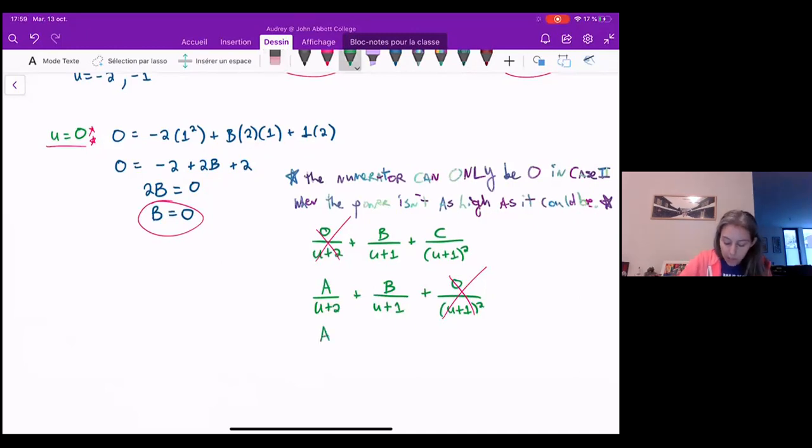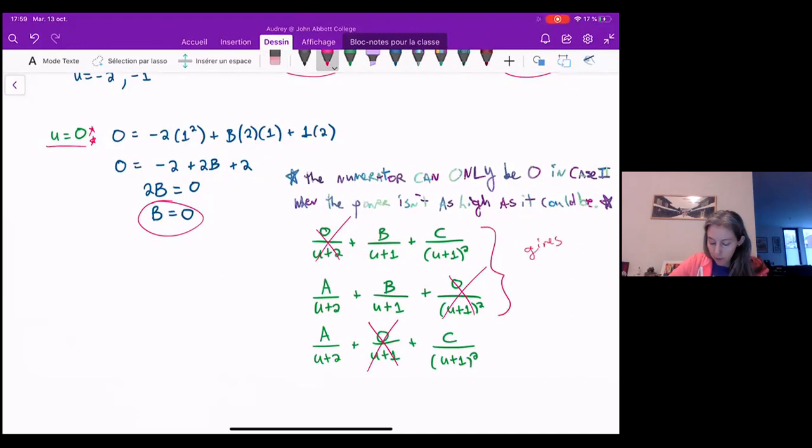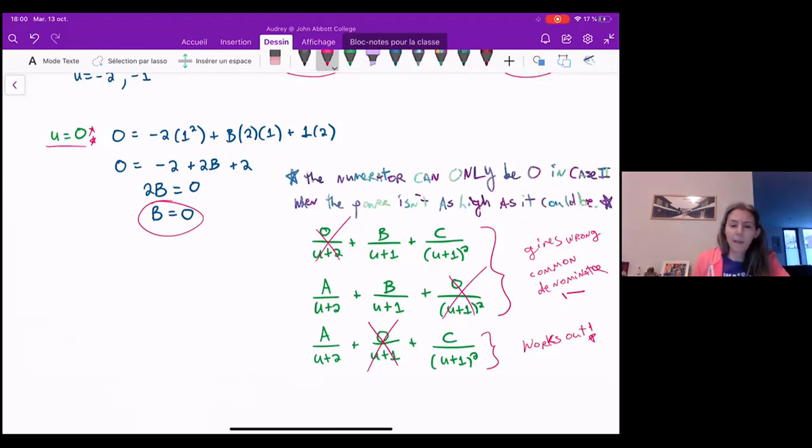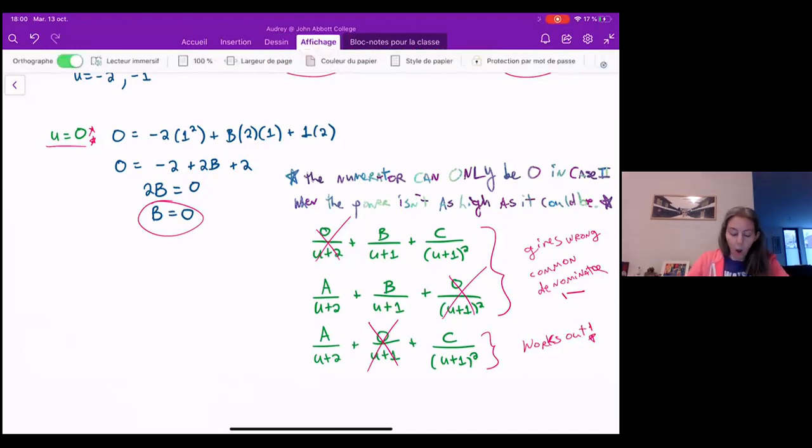However, when it's the b value that's 0, even though that term doesn't show up, my common denominator is still u plus 2 times u plus 1 squared. So the other cases give the wrong common denominator, whereas this works out. And so this is the case that happened right here. Our b ended up being 0, and that was okay because it was just that u plus 1. All right, hopefully that makes some sense.